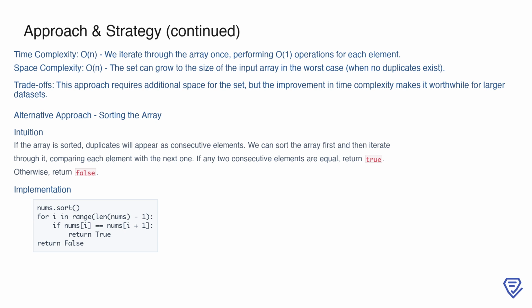Nonetheless, the drastic improvement in time complexity makes this a worthwhile trade-off for larger datasets. Another approach to consider is sorting the array. If the array is sorted, duplicates will appear as consecutive elements, so we can simply compare each element with the one next to it. If any two consecutive elements are the same, we return true, otherwise, we return false.